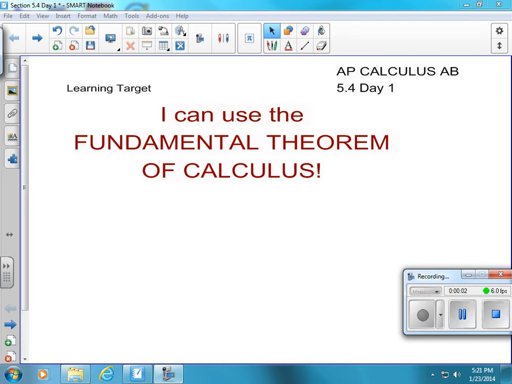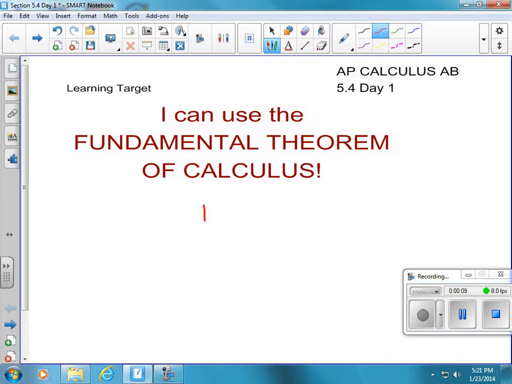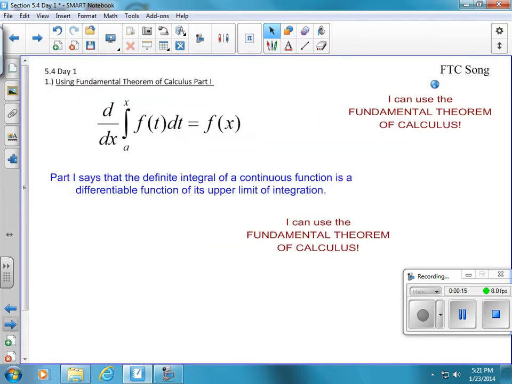Welcome to section 5.4, day 1 of AP Calculus, and today we're doing the fundamental theorem of calculus. There are two parts to this theorem, and we also affectionately call it the FTC. So this FTC tells us, and this is part 1, that the definite integral of a continuous function is the differentiable function of its upper limit.